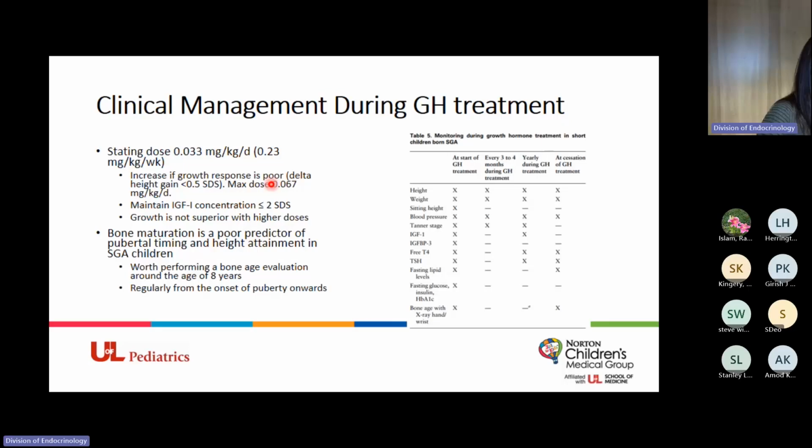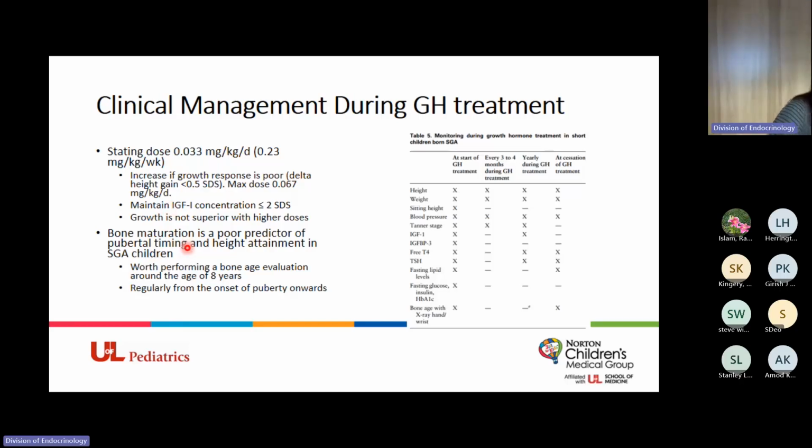So I would say that if you have to go higher than 0.4, it's very unlikely that we'll be able to keep that IGF-1 below 2 standard deviations. And typically, they don't recommend starting higher doses because they don't grow any faster if you start them at double that dose. So this is the recommendation for the guidelines.